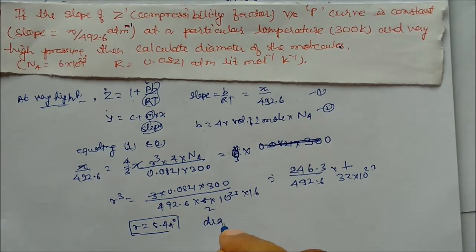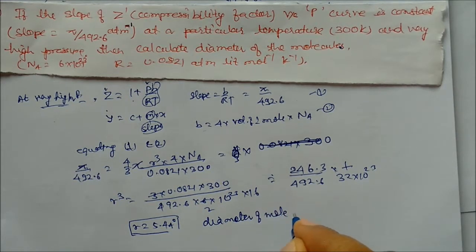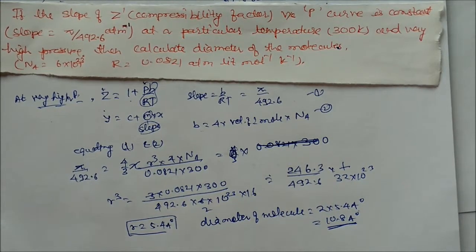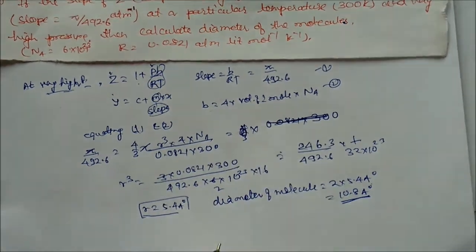So the diameter of the molecule will be 2 into 5.4 angstrom. So this will be 10.8 angstrom. So this is the answer for the diameter of the molecule.